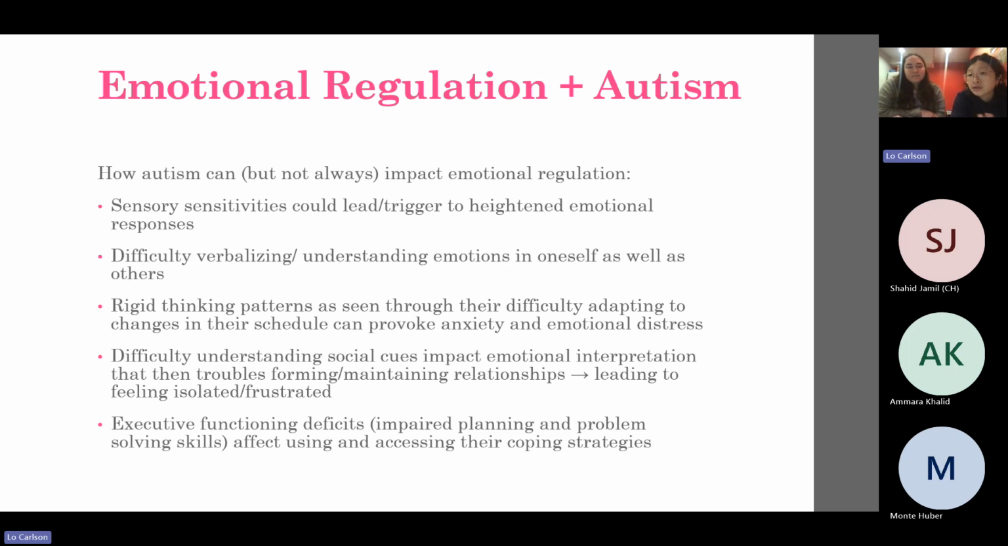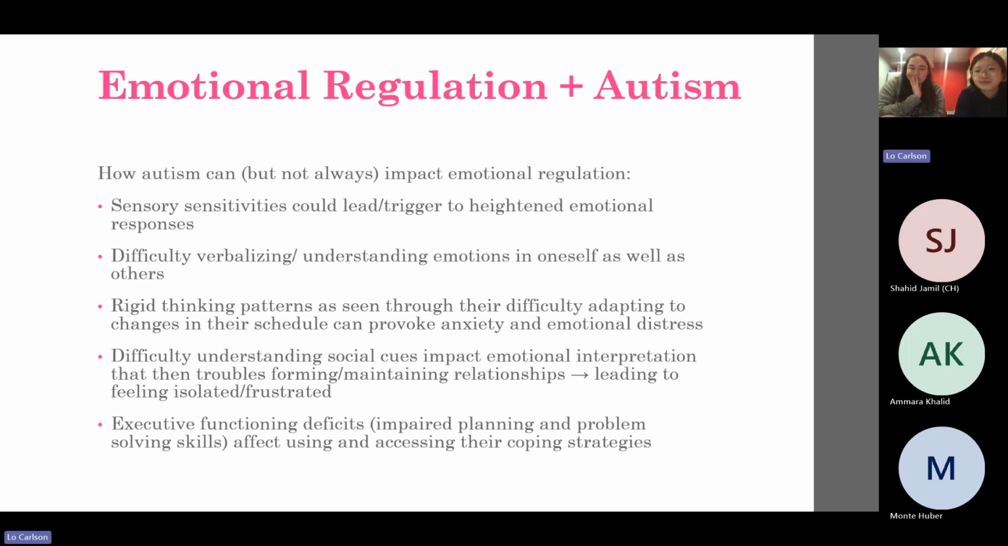It could also involve difficulty understanding social cues, impacting their emotional interpretation, which then troubles forming and maintaining social relationships, which could also lead again to feeling isolated and very frustrated and lonely. There's also their executive functioning that gets impacted, with impaired planning and problem solving skills that affect using and accessing their coping skills. So again, these are some things that can appear, but not always.